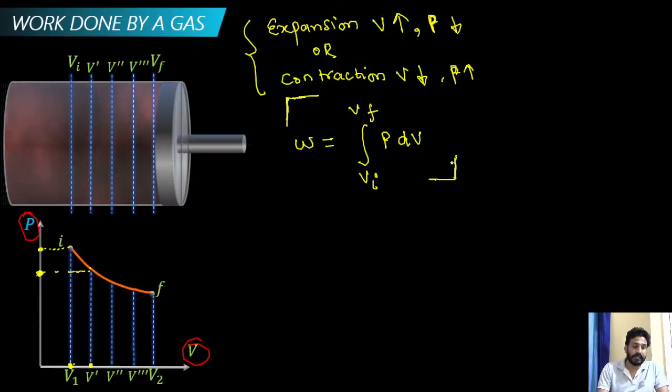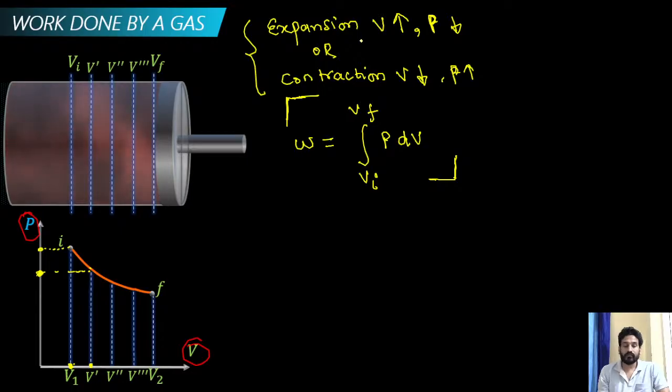Now, if we go back from this formula to this graph, then what can we say? Basically we go from this graph to this formula. If we go from this formula to this curve, then what can we say?